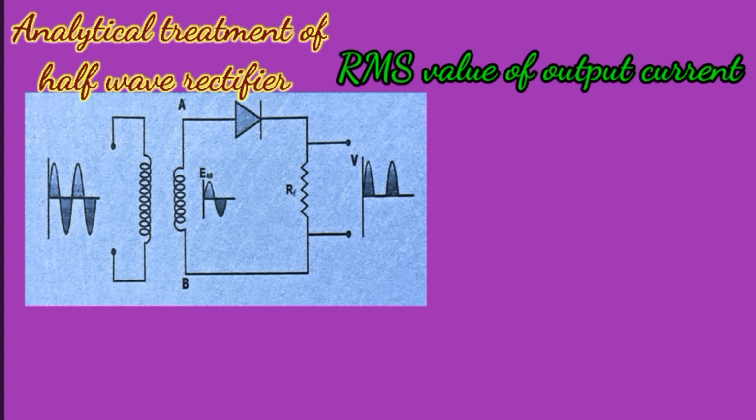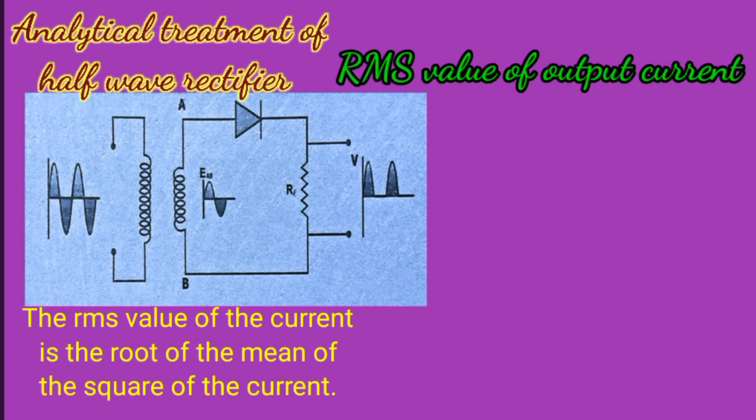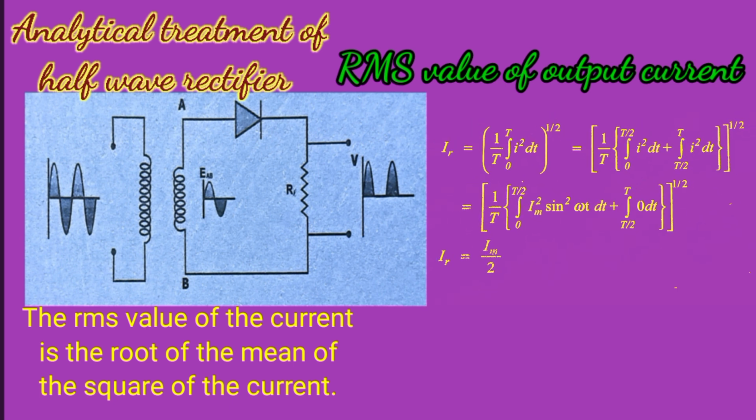Now let us calculate the RMS value of output current. The RMS value of the current is the root of the mean of the squares of the current. It is given by IR equals under root 1 upon T integration from 0 to T of I square dt, equals under root 1 upon T integration from 0 to T upon 2 of I square dt plus integration from T upon 2 to T of I square dt. Here also the second part will be 0. So IR equals Im upon 2.